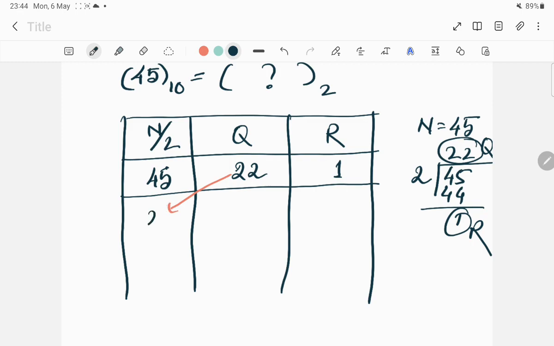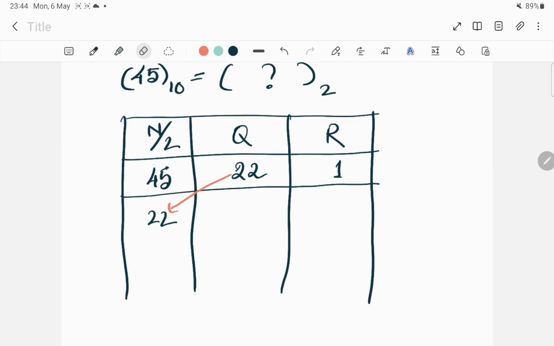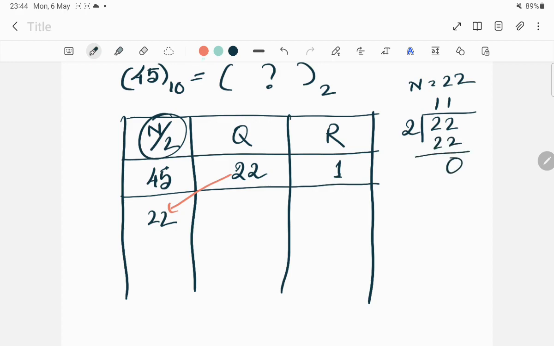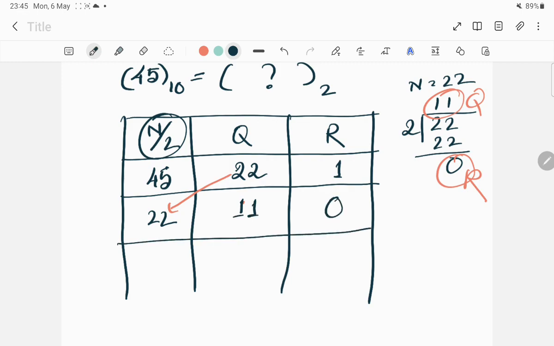Now 22. In the next step, 22 is our n. So I will again divide it by 2. So 2 11s are 22. So this time what happened? This is my quotient and this is my remainder. So it is 11 and remainder is 0. Okay.